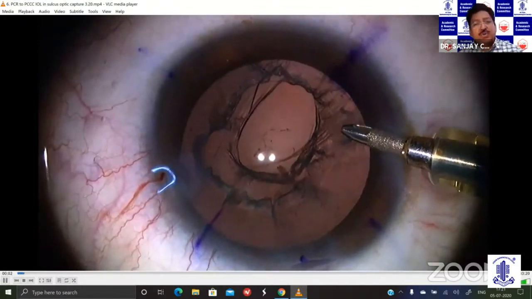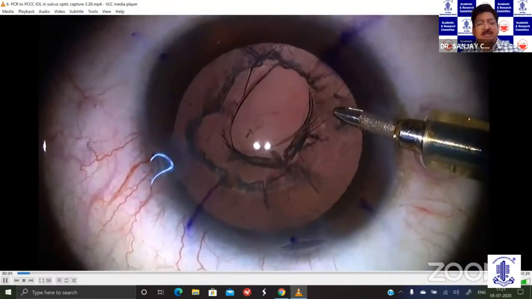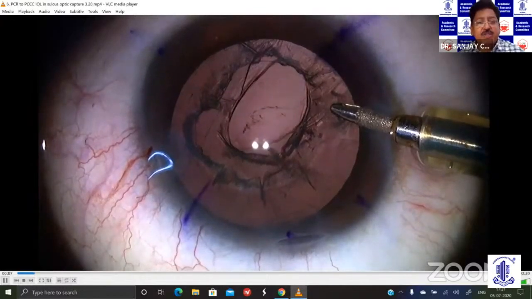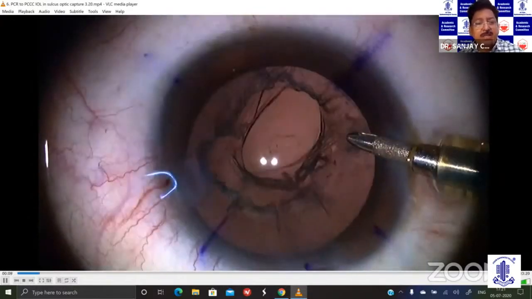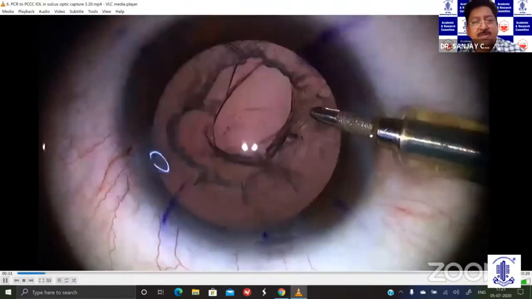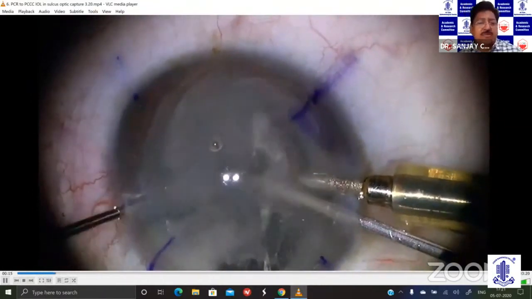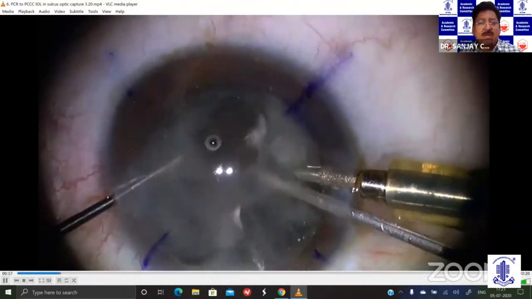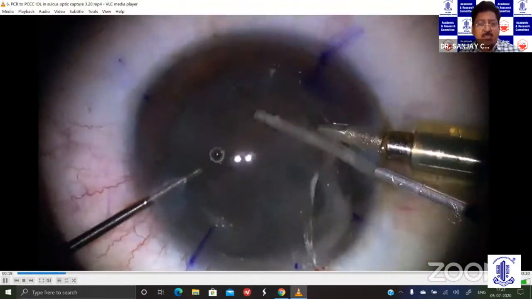Now I'm going to show you the anterior chamber. ACM is in place. The chamber is stable. I think the vitreous is disturbed. It should be disturbed. So my first step would be to stain the vitreous with triamcinolone and do a vitrectomy.